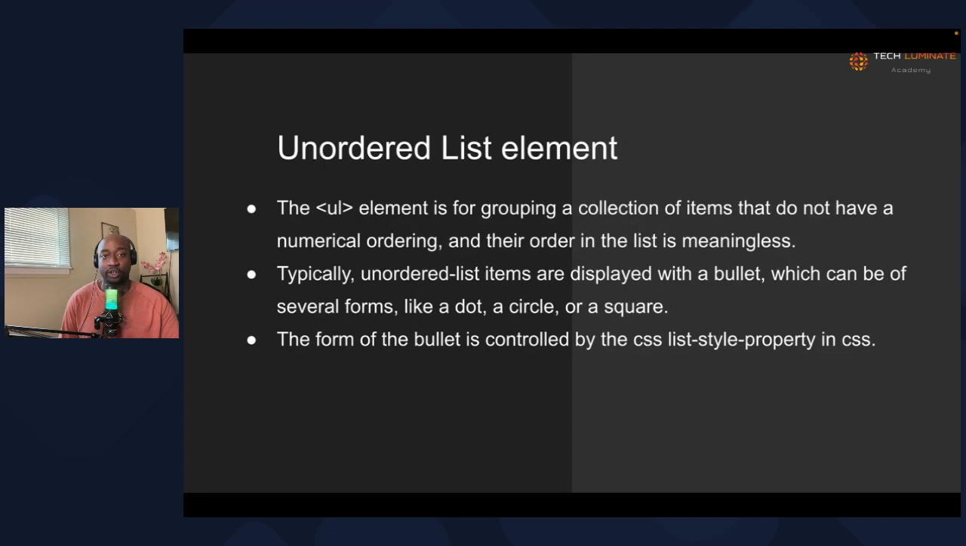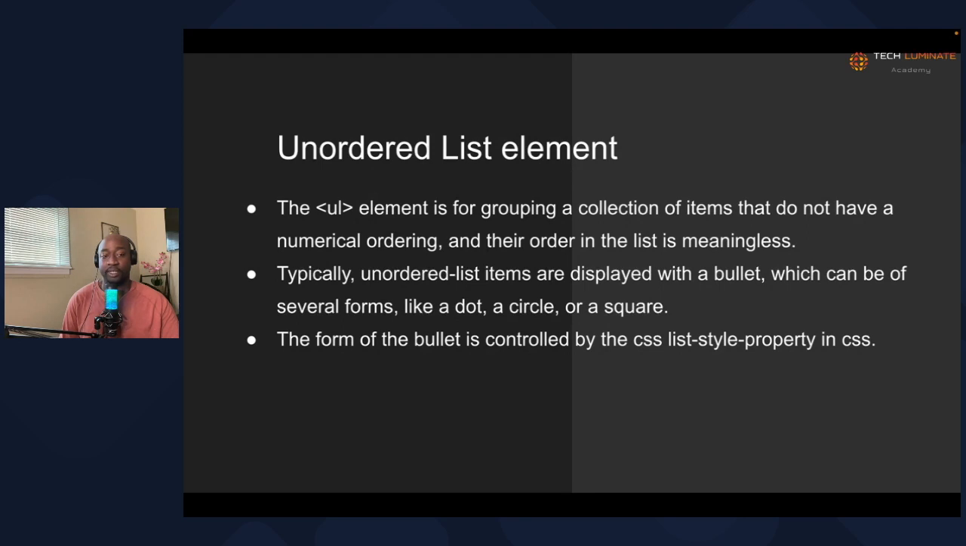There is also what you call an unordered list element. The unordered list element is for grouping a collection of items that do not have numerical order, and their order in the list is meaningless. So like a grocery list, for instance, it really doesn't matter in what order you pick the groceries as long as you get them. Typically, an unordered list item is displayed with a bullet, which can be of several forms, like a dot, a circle, or a square.